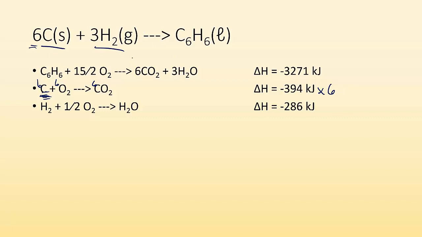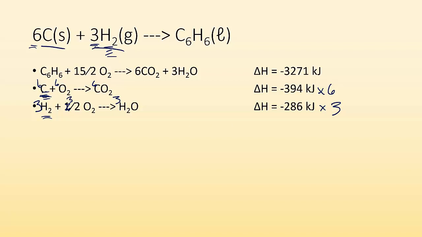Let's take a look. H2. Do you see H2 anywhere? I see H2 right here. It's on the reactant side, which is where I needed it, but it says I need 3 of them. So I'm probably going to have to triple this equation. So instead of 1 half, I'm going to get 3 halves, and I just times everything by 3, which means that this delta H I need to times by 3 as well.